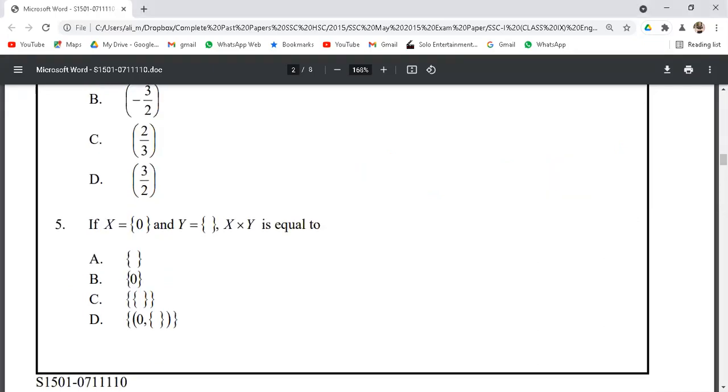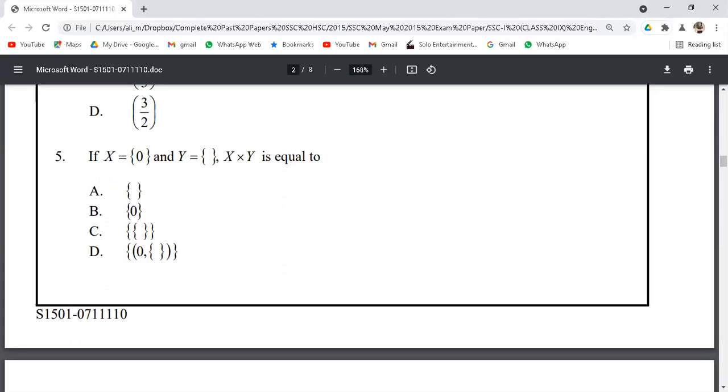So let's see question number 5, that is from our chapter sets and functions. In this question, we have a set x that is 0 and a set y that is our null set.